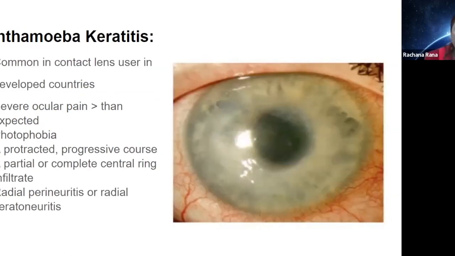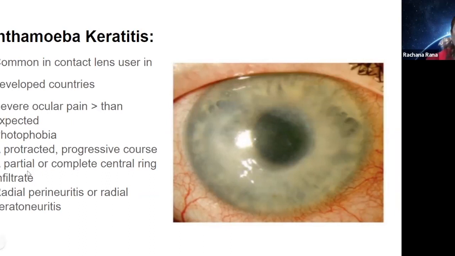Another keratitis which is very important is acanthamoeba keratitis. This is common in contact lens users in developed countries, but in our scenario it's quite different. We have patients with acanthamoeba keratitis where the patient is contaminated with muddy water, or sometimes in the swimming pool also. This type of patient presents with acanthamoeba keratitis.